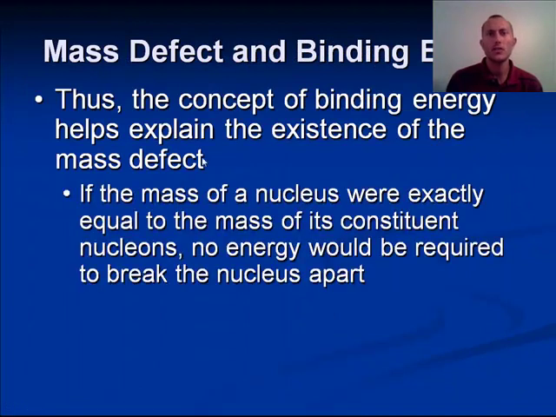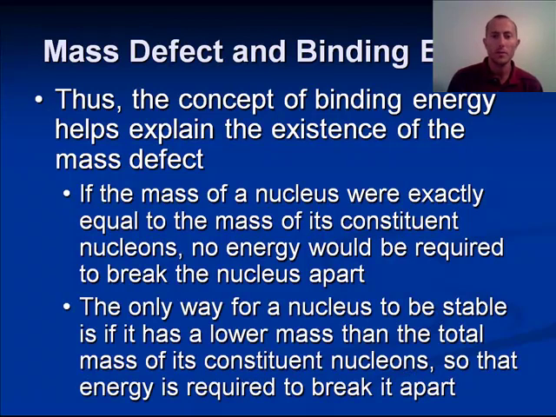So you can see how these two ideas, mass defect and binding energy, are really two sides of the same idea. If the mass of the nucleus were exactly the same as the mass of the constituent particles, that would mean there would be no energy involved in putting it together, and no energy would be needed to break it apart, and so nothing would hold together. It wouldn't be stable. And again, this all ties together. The only way for a nucleus to be stable is if it actually does have a lower mass, and so that's part of why it's stable.